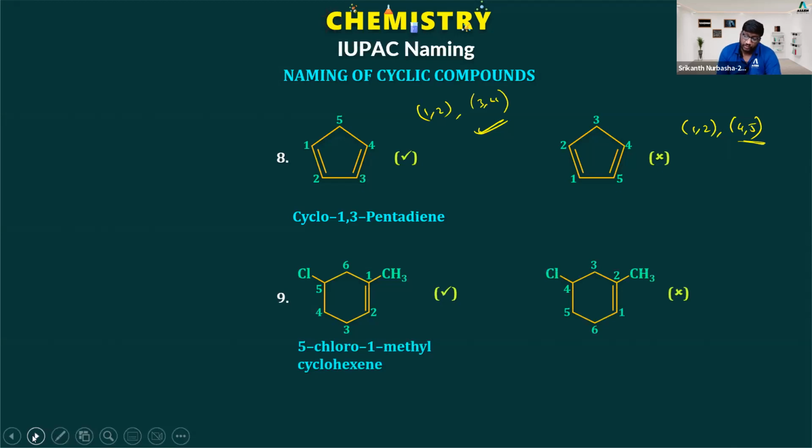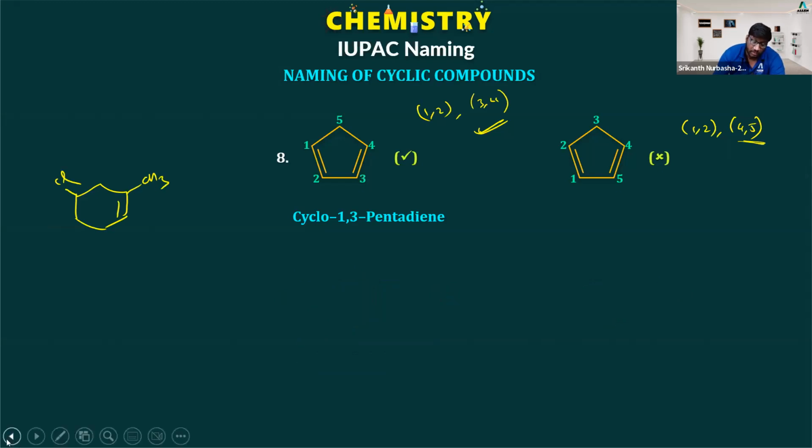What about this compound? The compound has been given in this fashion: Cl, CH3. Try to name this now. Lowest locant rule you have to follow, include the multiple bond in such a way that you will always have the lowest locant, and multiple bond carbons also get the least numbers. So can I give numbering in this fashion? 1, 2, 3, 4. Chance is there, right?